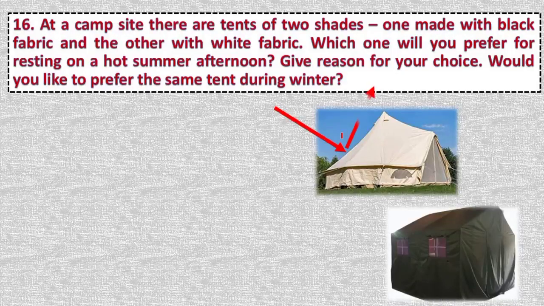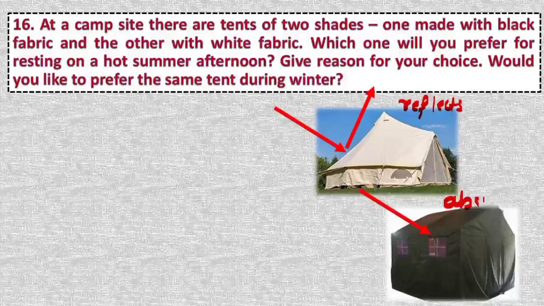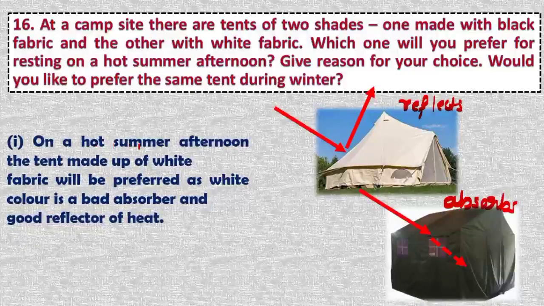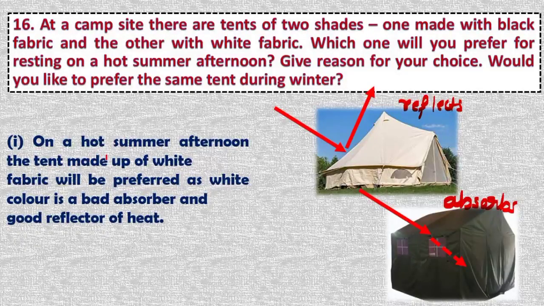As soon as it receives sunlight, the sun rays are reflected from the white tent fabric, and as soon as the sun rays fall on the black fabric, what happens? These rays are absorbed by the black fabric. Therefore, on a hot summer afternoon, the tent made of white fabric will be preferred, as white color is a bad absorber and a good reflector of heat.